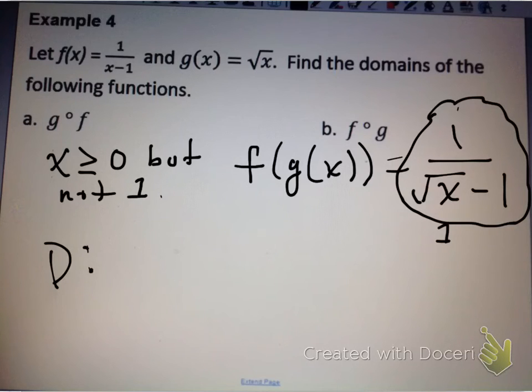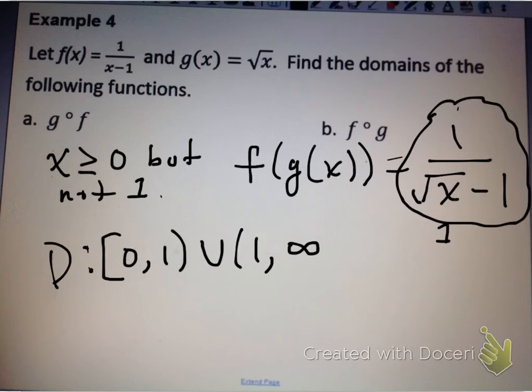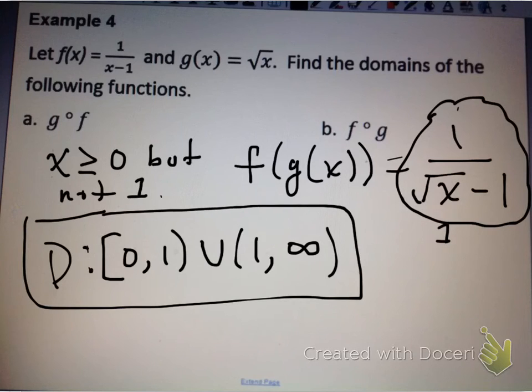So the interval, how we're going to write this, is closed on 0, but then we're going to be open on 1. So it can be in that interval or it can be in this interval, from greater than 1 to positive infinity. So there's the domain there.